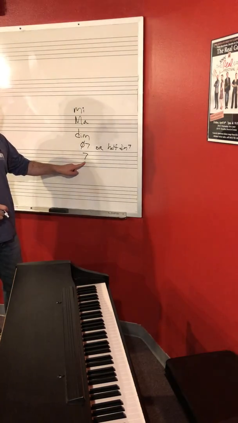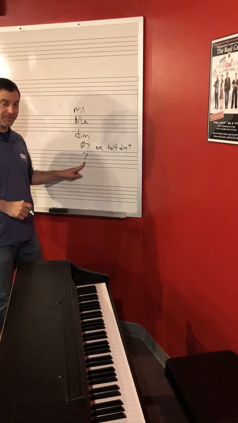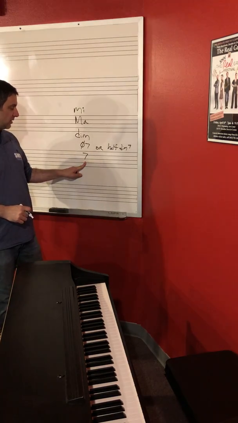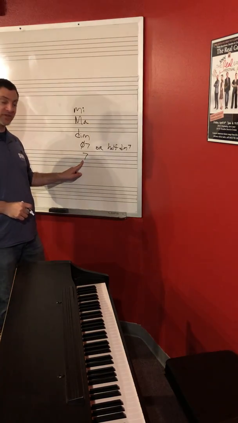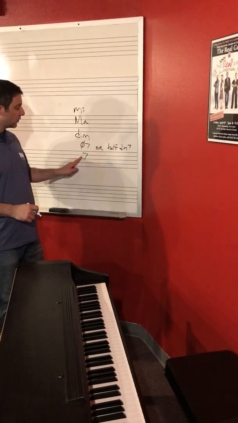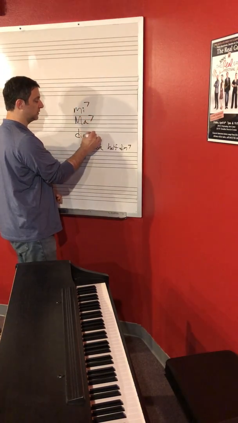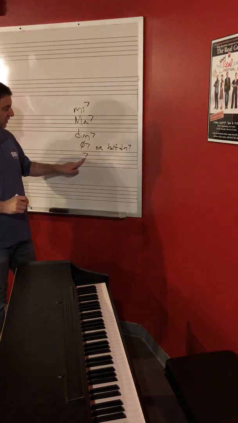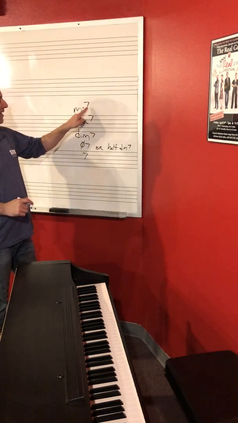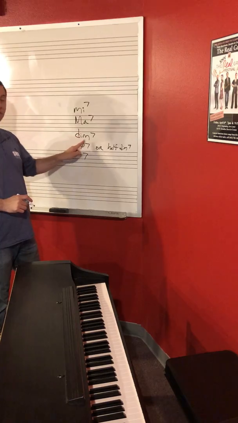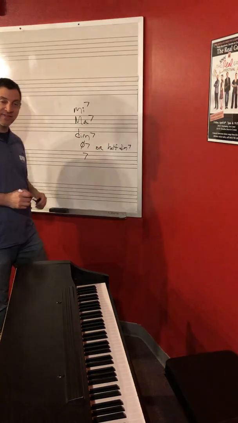The dominant's the easiest one to deal with. You just write the 7 for dominant 7. That's not ever a major 7 chord. If there's nothing written in terms of MA or MI, then it's just the dominant 7. So we have MI7, MA7, diminished 7, half diminished 7, and 7.